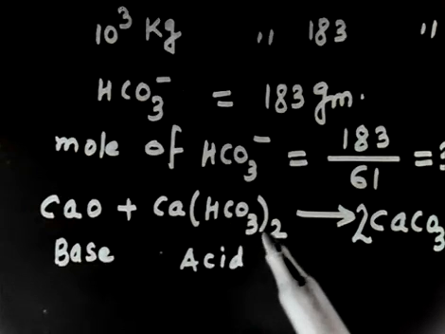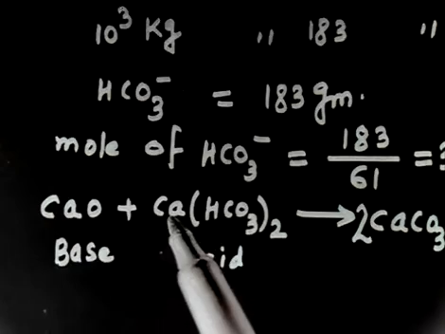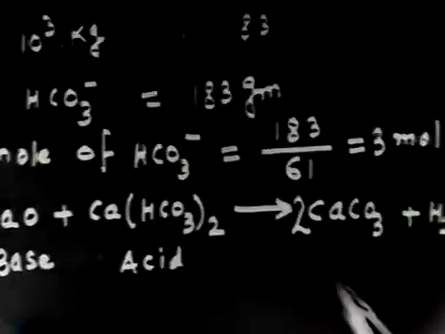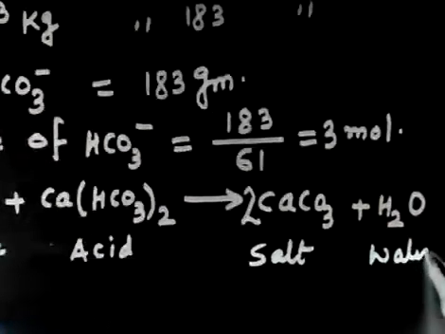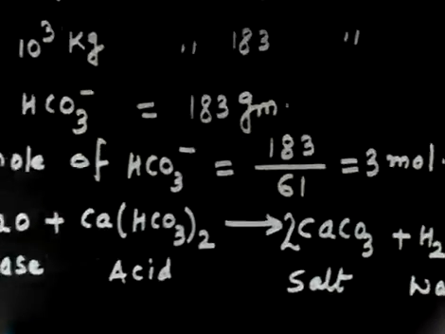And you have 2 CO3 2 minus, one CO3 will combine with this, and one CO3 will combine with this Ca2 plus, and then you will have CaCO3. You can see the balanced equation. This is salt, and this is water. This is nothing but acid base reaction, and this reaction you have to remember. If you are not able to write this equation, you cannot solve this problem.